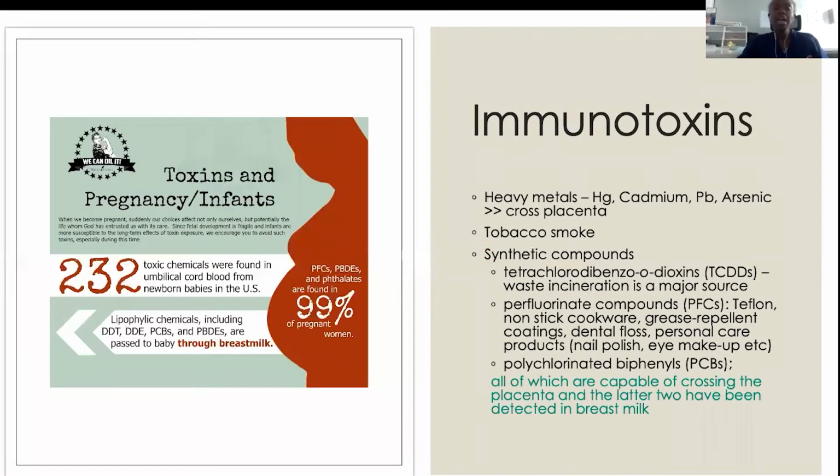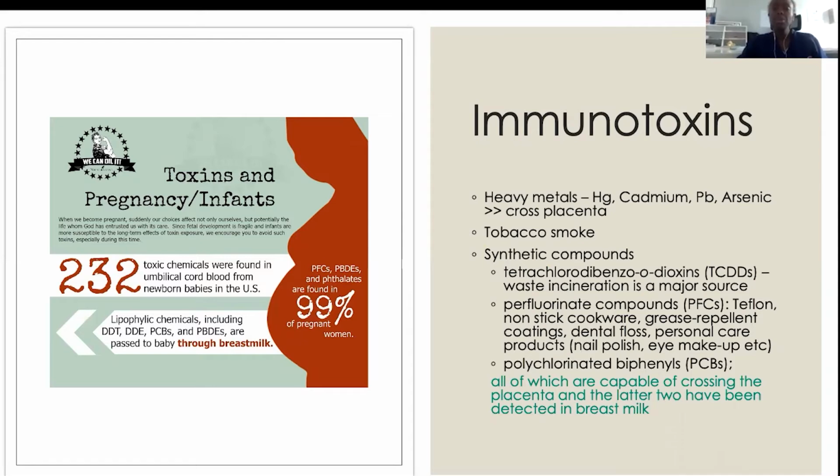A study done in the US found that there were 232 toxic chemicals in the umbilical cord from newborn babies in the US. Some of these chemicals, including DDT, DDE, PCBs, and PBDEs, were passed to babies through breast milk. So you can see these exposures can start very early, right from the beginning, from pregnancy, all the way even to the perinatal period.